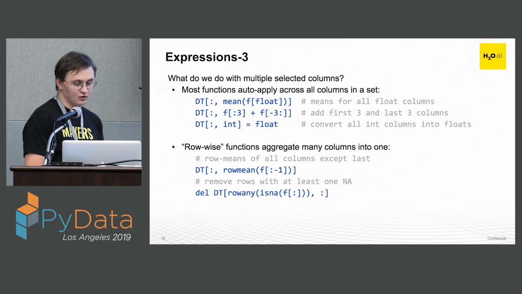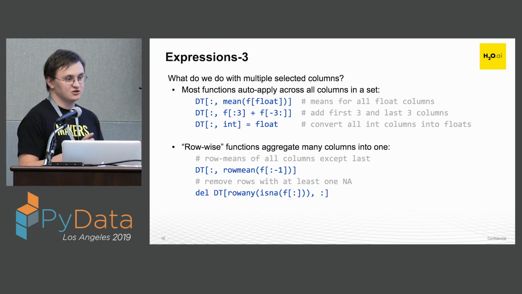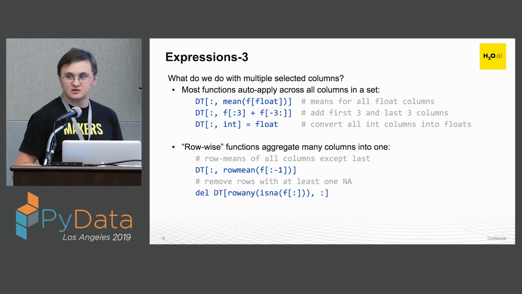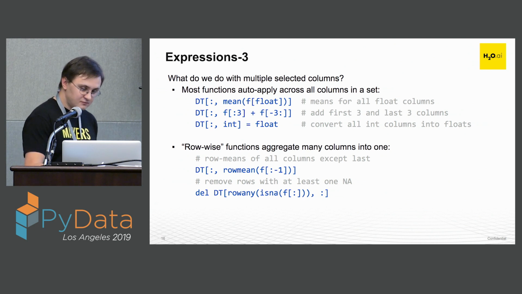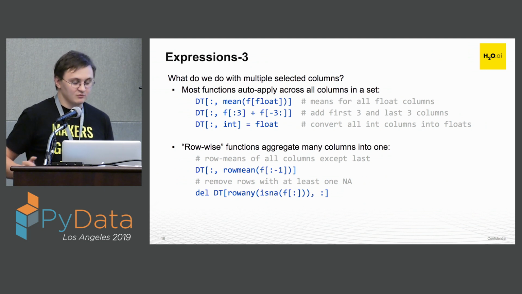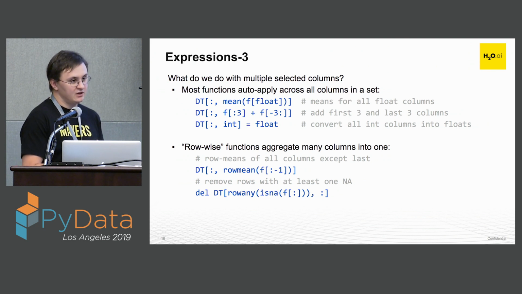We also have row-wise functions that take a selection of columns, such as let's say all columns or all columns other than the last, and combine them into a single column. So row mean means take all the columns and find the average of all those columns. And in the last example, we take all the columns, we apply isna function, which again maps across all the columns, and then we apply the row any, which means find me those rows where the value in any column is an NA, and then delete those rows. So basically it deletes every row where there are any NAs.